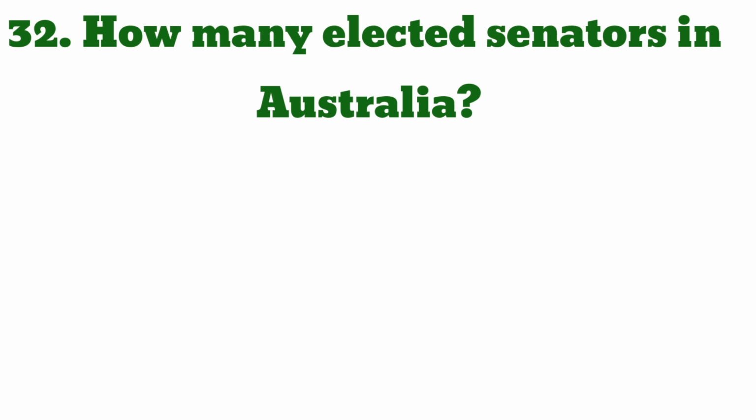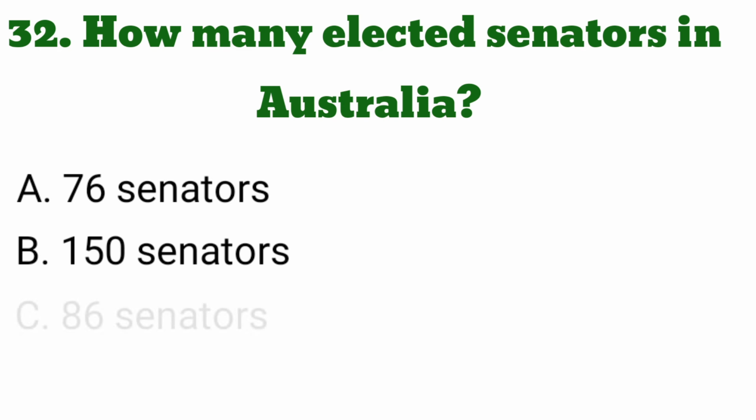Number 32. How many elected senators in Australia? Letter A, 76 senators. Letter B, 150 senators. Letter C, 86 senators. The answer is letter A, 76 senators.